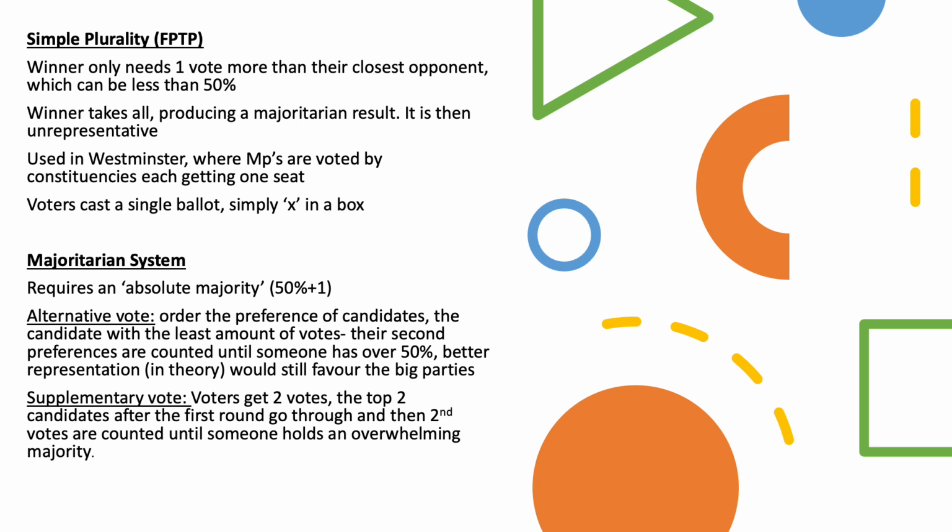Yeah, because they're the biggest of the smallest, basically. Winner takes all. If you win by like 2%, you've won more than 50% of the seats, so you have a majority in Parliament. Which is obviously unrepresentative because more than 50% of the public didn't want you there, but you're there anyway. And this is used in Westminster.